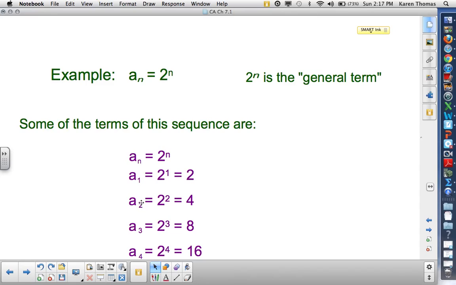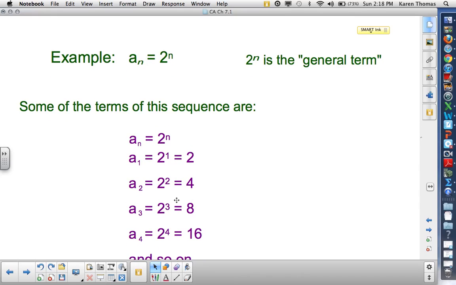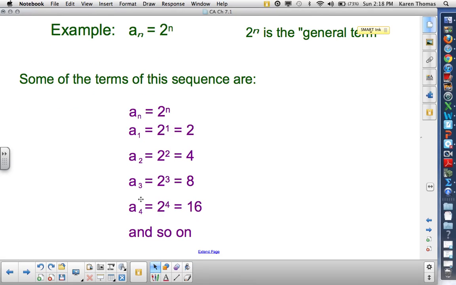My second term, which is my a sub 2, is equal to 2 squared, or 4. I put 3 in for n. This is my third term in the sequence, and it's 2 to the third equals 8. Now I can find my fourth term by putting 4 in for n, so 2 to the fourth equals 16, and I could keep going on and on forever doing this.